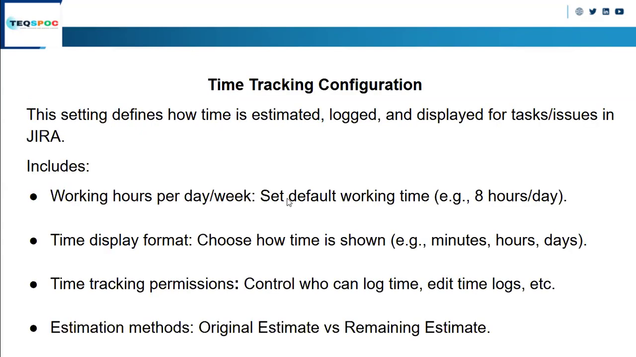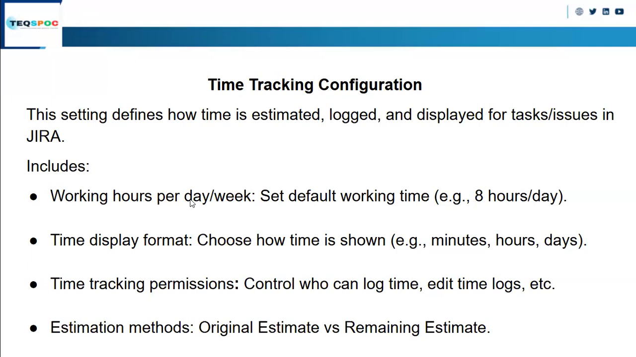So let me move to some basic definitions, starting with time tracking configuration. This setting defines how the time is estimated, logged, or displayed for the task and issue in Jira. Meaning, in time tracking configuration, we can configure the estimation of the time, logged work, and display by the task and issue. We know in the work log, the respective developer who is assigned a user story mentions how much time he has given to the respective user story.